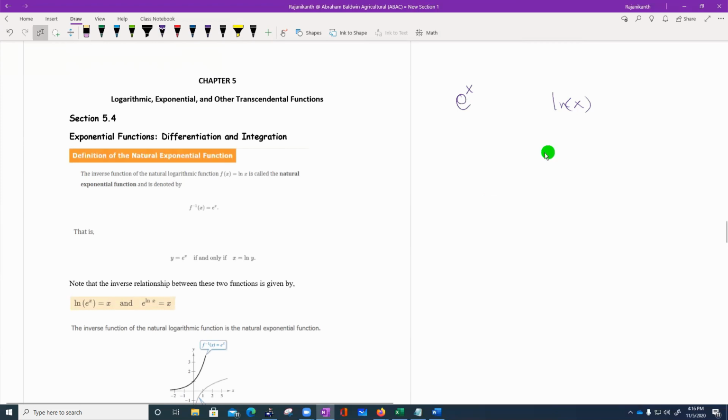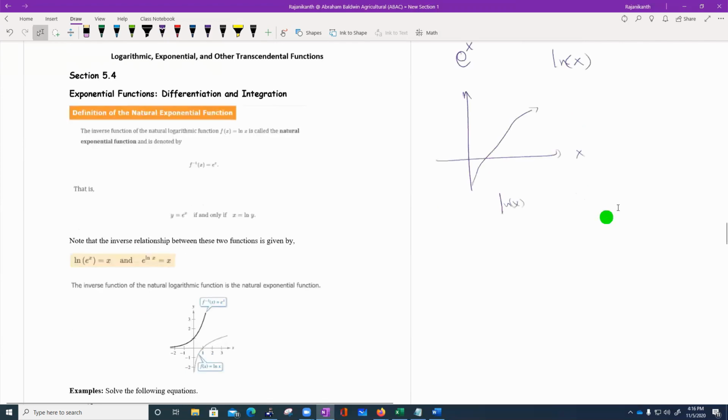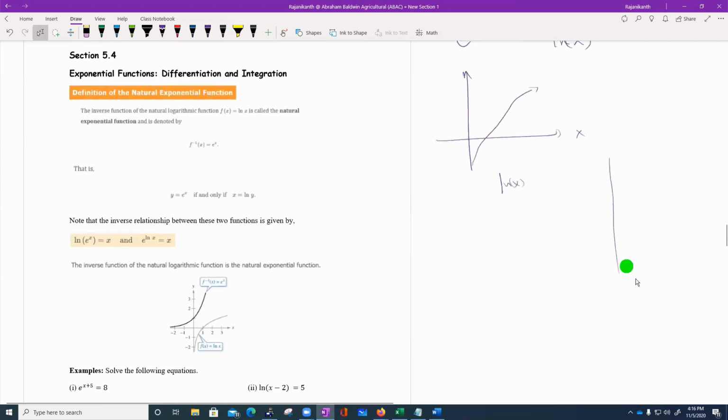Oh, I forgot to tell one thing here. So how do you draw the ln x function? The ln x function is an increasing function. When you increase x, the function should go up, right? Right. But for the exponential function, what do you think? Yes, that is also an increasing function, but it is increasing this way, right? So these are the two functions.